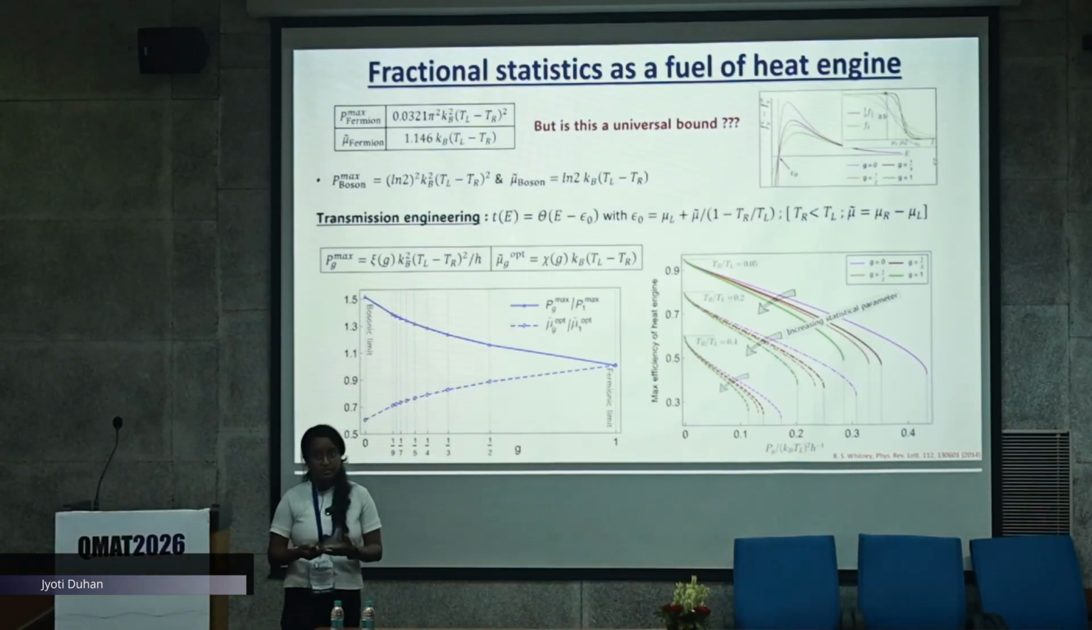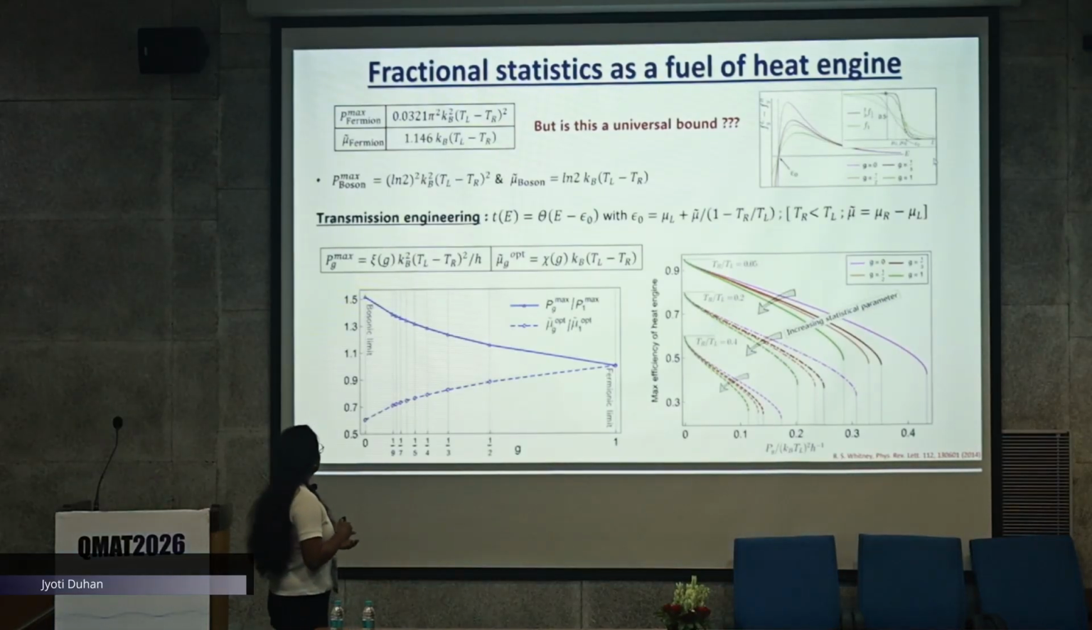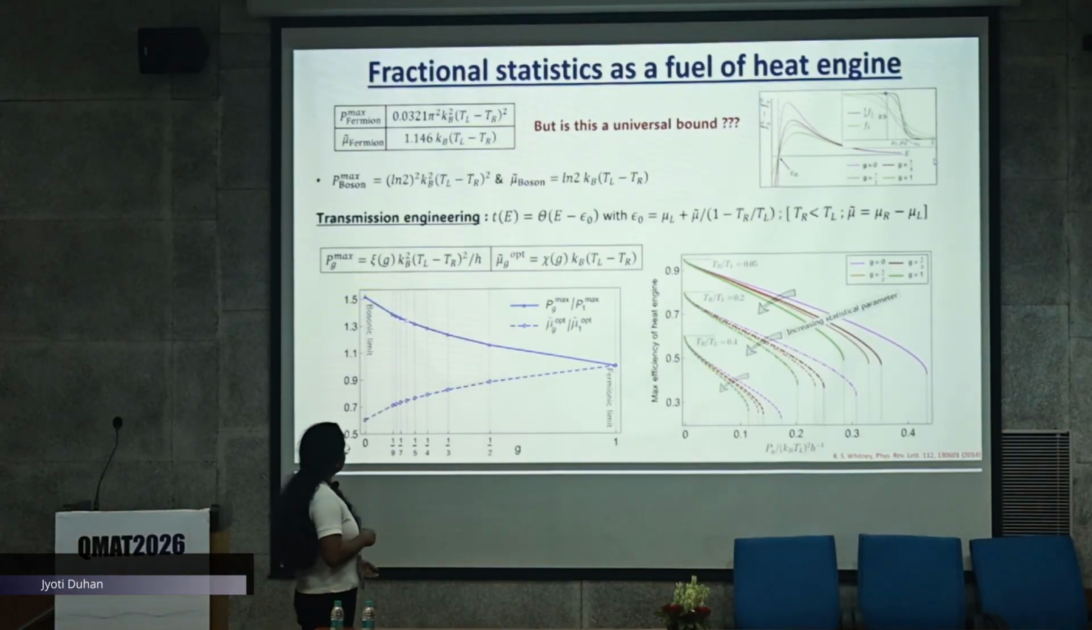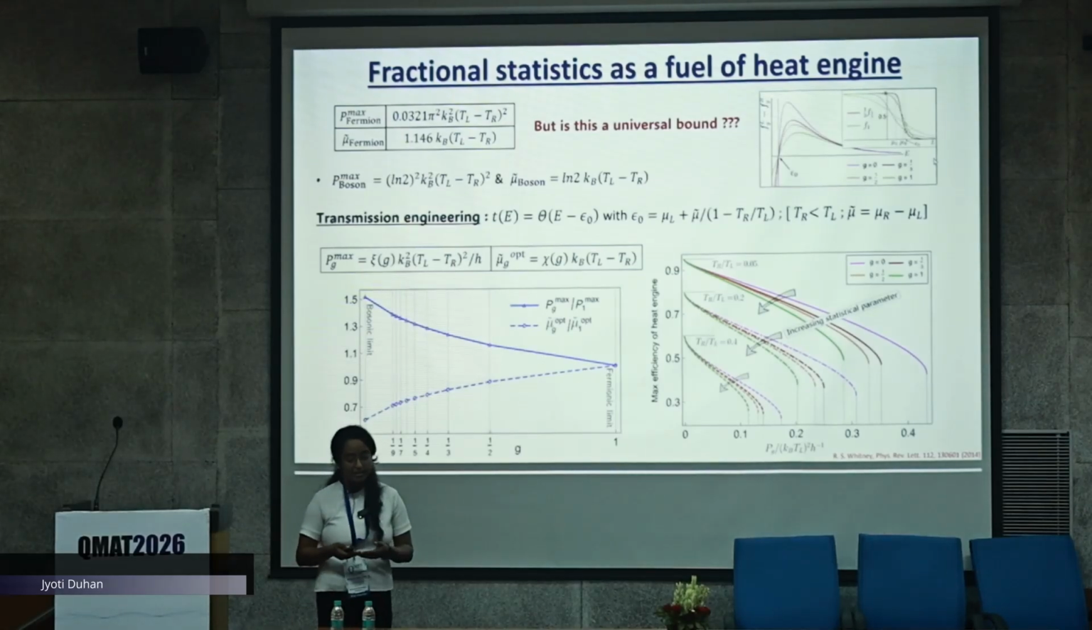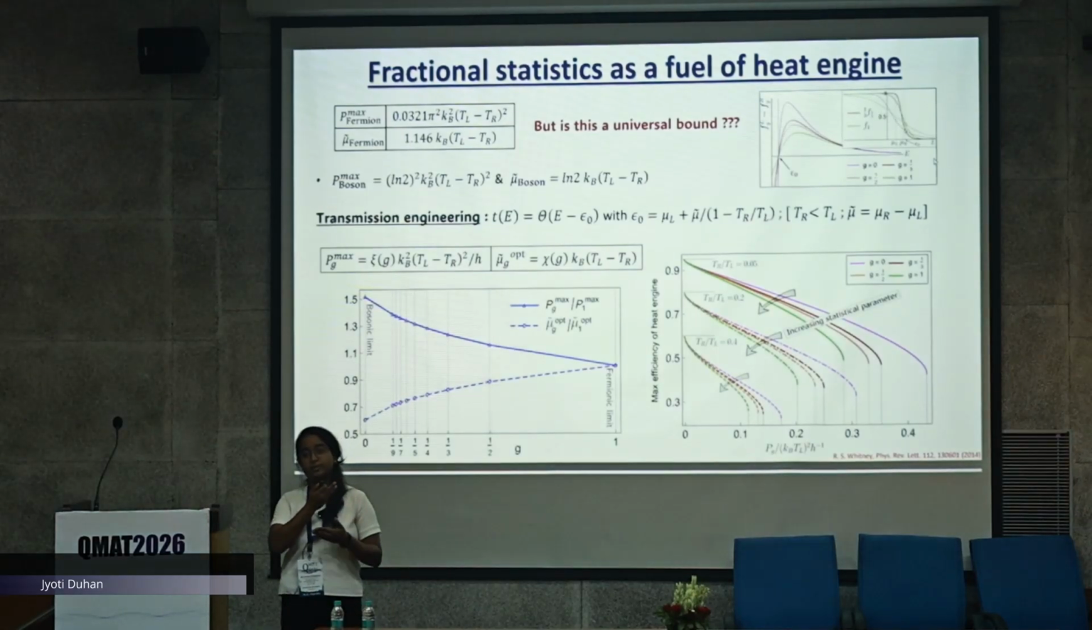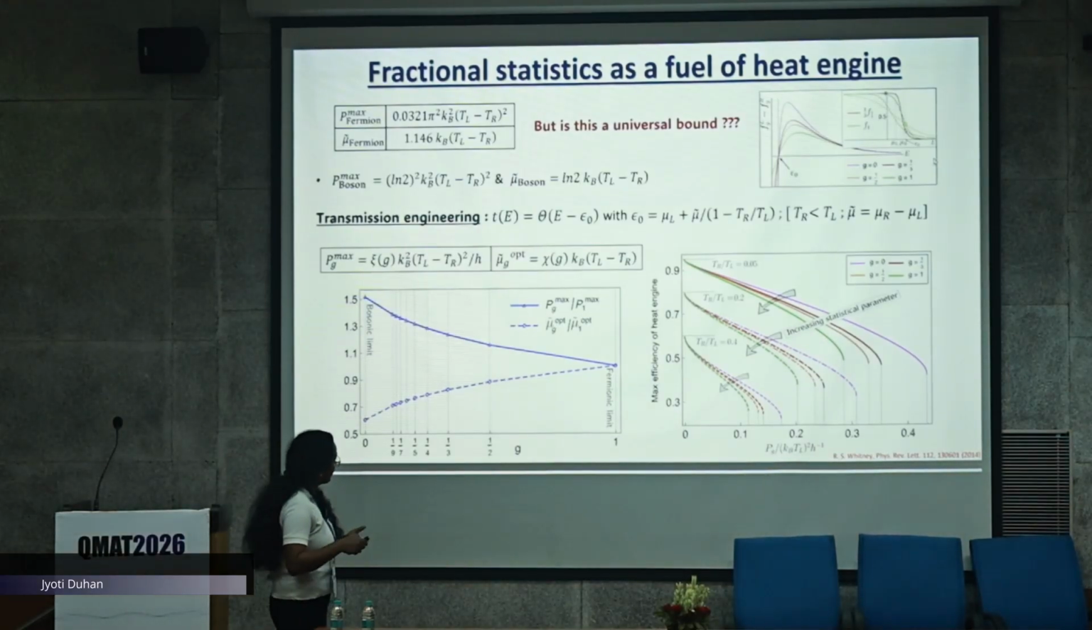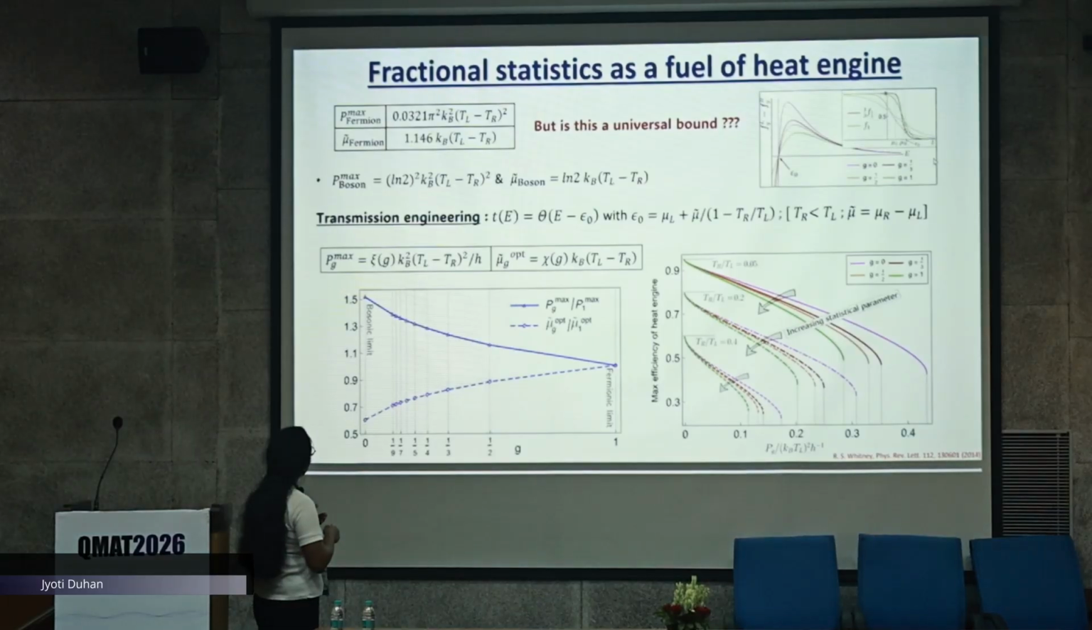But is this a universal bound? The answer is no. It depends on the statistics of the carriers, and this can be seen from this curve. If you go from the fermionic limit and continuously interpolate towards the bosonic limit, the maximum power output of the heat engine monotonically increases and hits the maximum at the bosonic limit, which has a value of log 2 squared k_B squared (T_L minus T_R) whole squared.